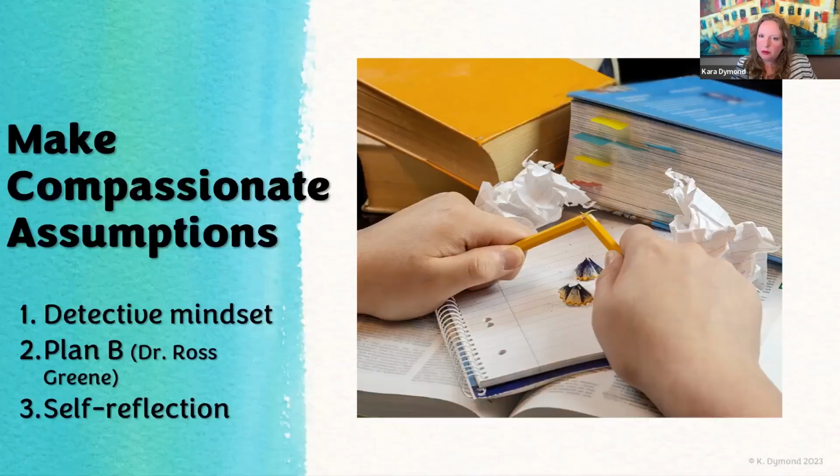And it helps me to really make compassionate assumptions. I have a detective mindset about students. I use Ross Greene's Plan B approach to get curious about why something is hard for a child and to work with them to come up with solutions they think might work. And often that means I might have to change something in the environment or something that I'm doing to be more supportive, but they also learn things that they can do through our conversations.